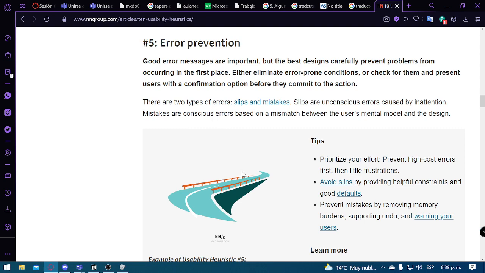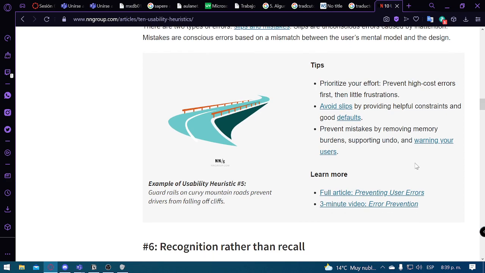The fifth tip is the error prevention, and it is important that people know that good error messages are important, but the best designs carefully prevent problems from occurring in the first place. And here we have an example about a highway. We can find that there are two guardrails in that curvy mountain road, and it can prevent the drivers from falling off quickly.